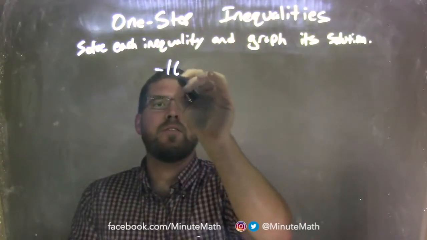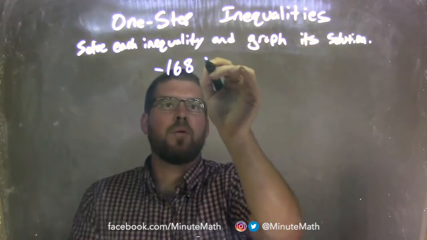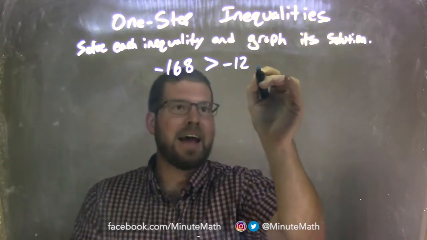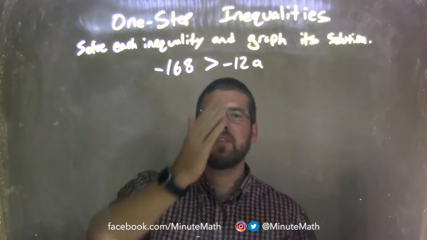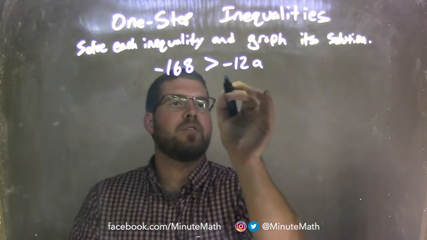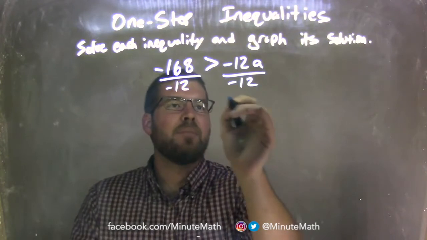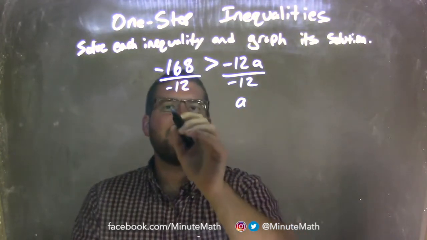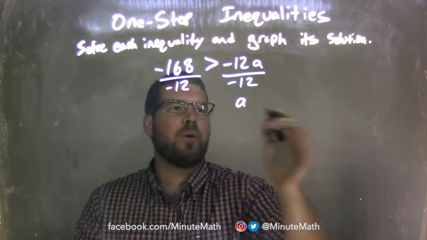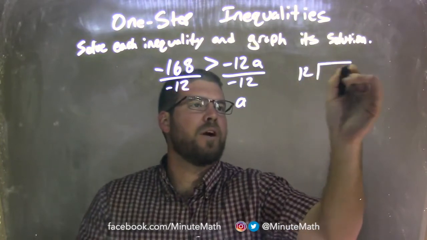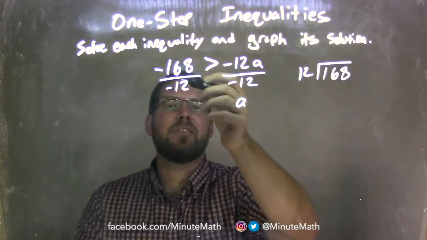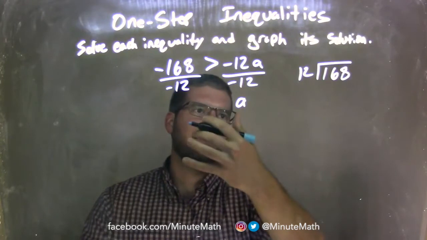Negative 168 is greater than a negative 12a. Well, my first step is I need to get a by itself, isolate it. So I'm going to divide both sides by negative 12. In doing that, I'm left with a on the right, and on the left-hand side, I have to figure out how many times 12 is going to go into 168. So let's do some long division, 12 into 168. And we know a negative divided by negative is a positive, so it's going to be a positive answer.